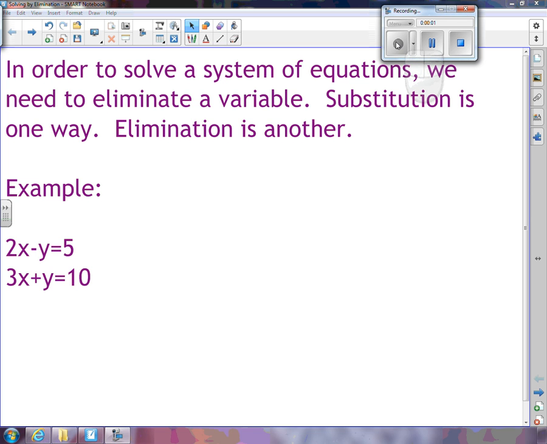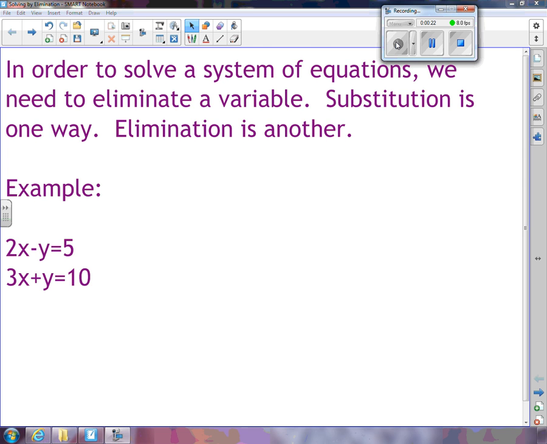In this chapter, we have learned how to solve a system of equations in two ways. The first way was by graphing, where you take two lines, you graph them, and you see where they intersect. The next way we did was with substitution. Substitution is one way of getting rid of a variable when you have two equations. Elimination is another way to do that.